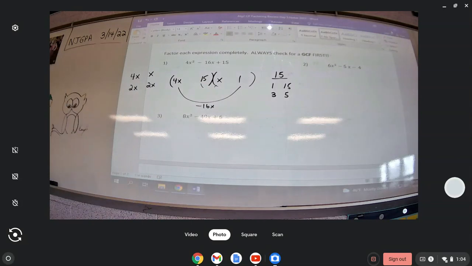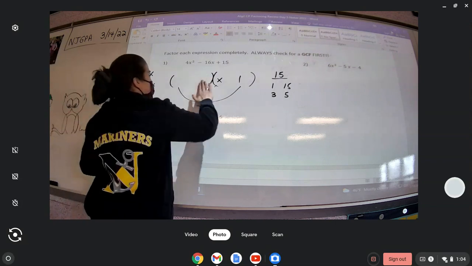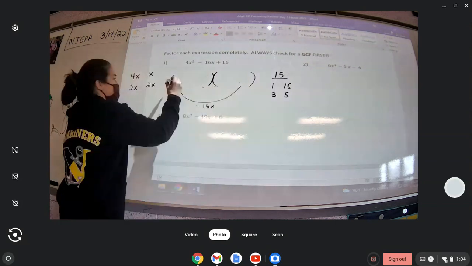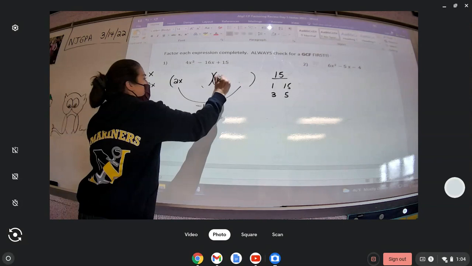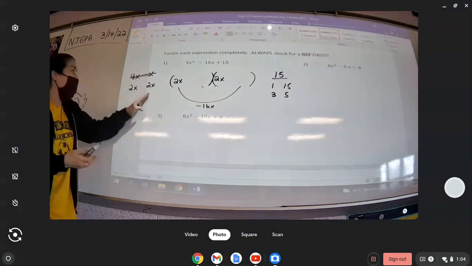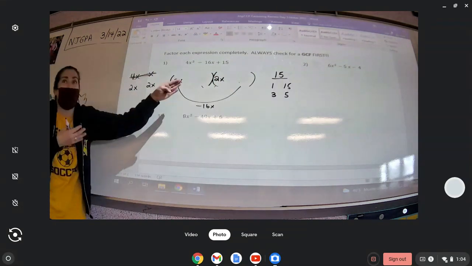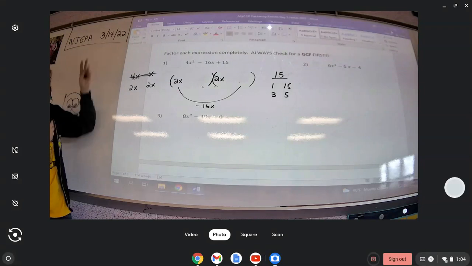So now what you've just figured out is that 4x and 1x can't be the front numbers because they don't work with any numbers that multiply to 15. So now you're going to kick them out and you're going to lock in the 2x and the 2x. Okay, so now there's no other option. So now we know it has to be them unless you added wrong there.